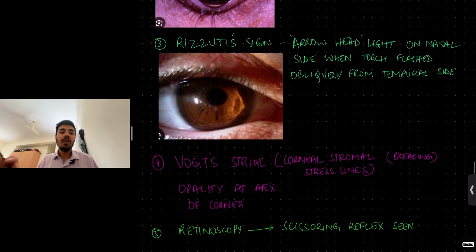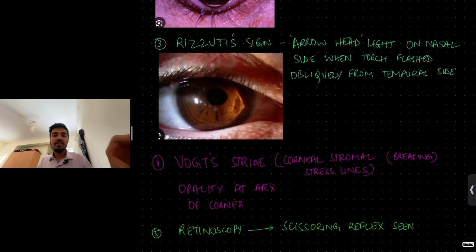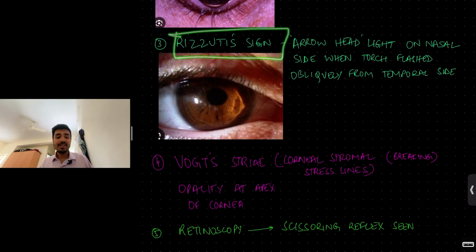Rizzuti sign. When we flash a torchlight from the temporal side obliquely, think about it, you have a cone-shaped cornea. This part of the cone will reflect light, and this part of the cone will reflect light. Because of that, when I flash it from the temporal side, an arrowhead shaped light reflection is seen on the nasal side. This is known as Rizzuti sign.